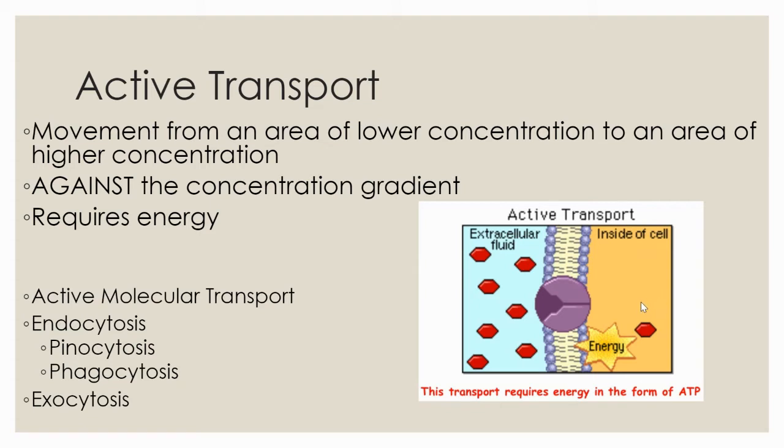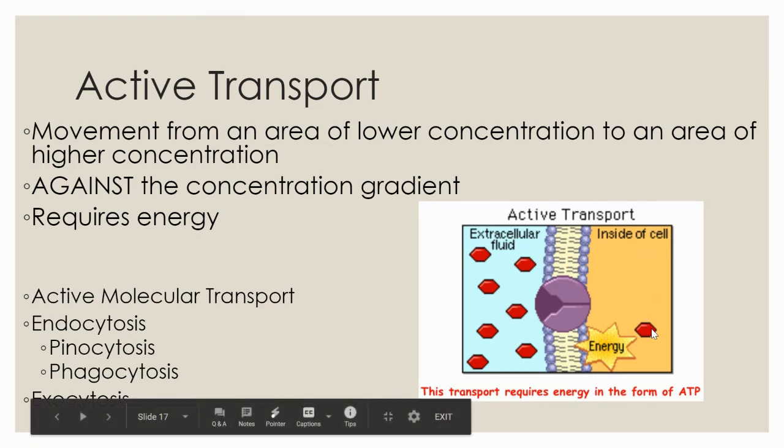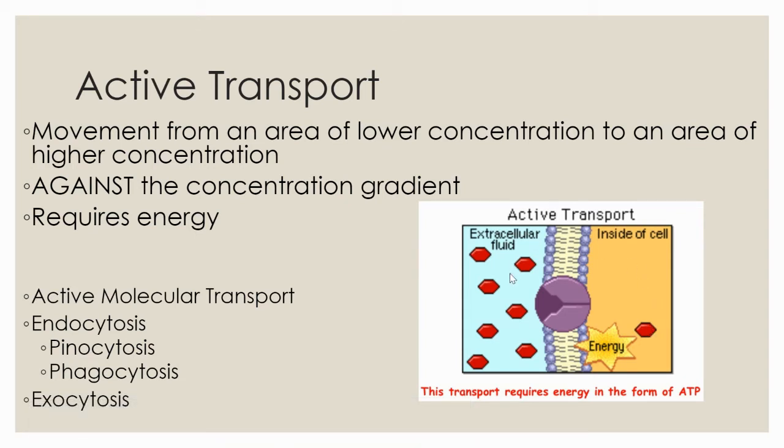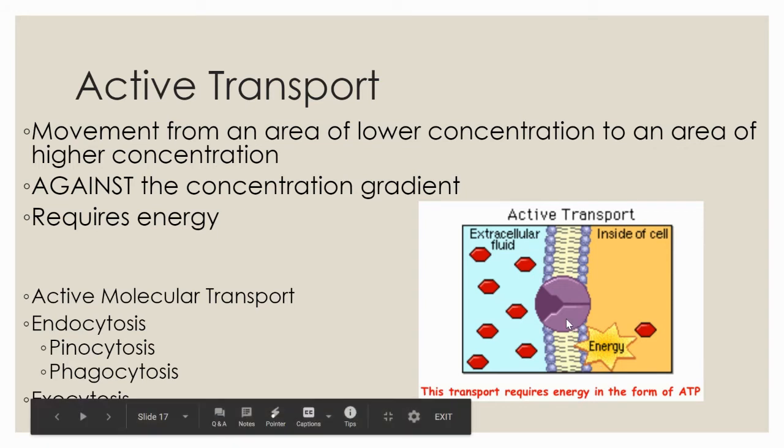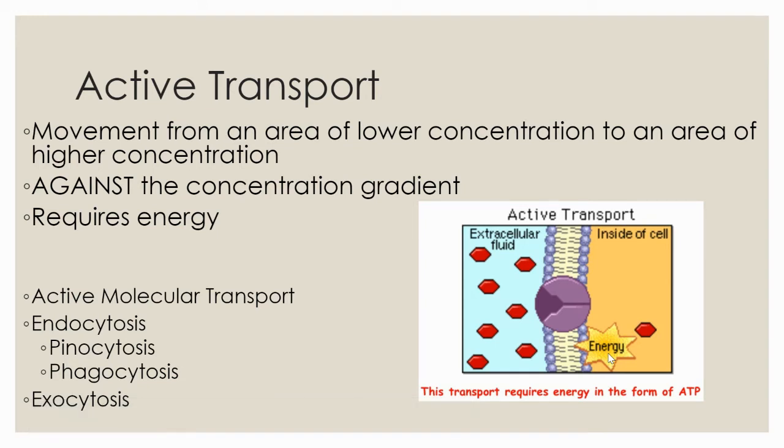If we were moving from the inside of the cell, low concentration of solute, to the outside of the cell, high concentration of solute, it's going to take energy to move from low to high, to move just like this, low to high against the concentration gradient. It will take not only a protein to help, but also energy in the form of this stuff called ATP, which we're going to talk about coming up here in a couple weeks.